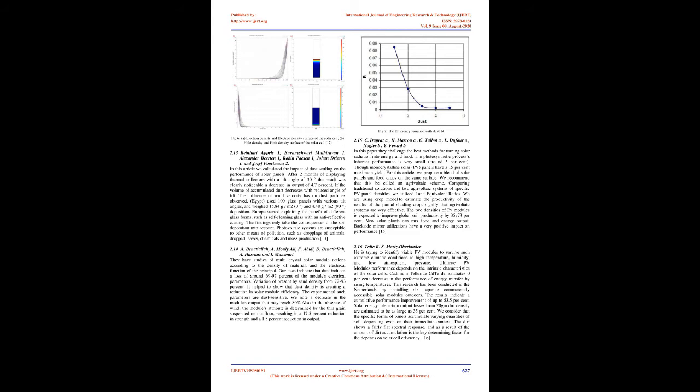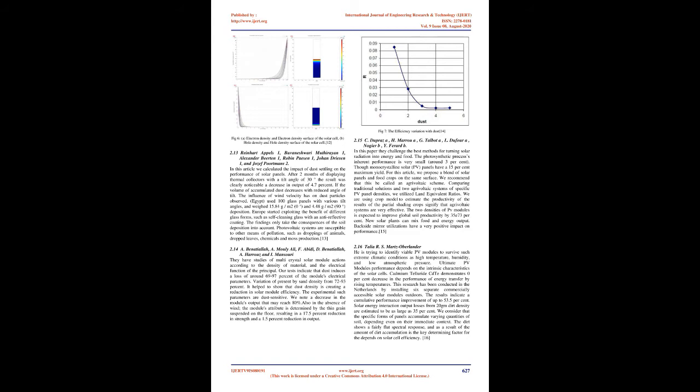If the volume of accumulated dust decreases with reduced angle of tilt, the influence of wind velocity has on dust particles observed. Egypt used 100 glass panels with various tilt angles, and weighed 15.84 g/m2, 0 degrees, and 4.48 g/m2, 90 degrees, deposition. Europe started exploiting the benefit of different glass forms, such as self-cleaning glass with an anti-reflective coating. The findings only take the consequences of the soil deposition into account. Photovoltaic systems are susceptible to other means of pollution, such as droppings of animals, dropped leaves, chemicals and moss production.